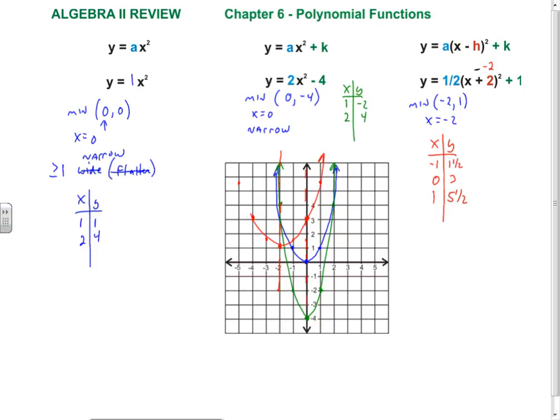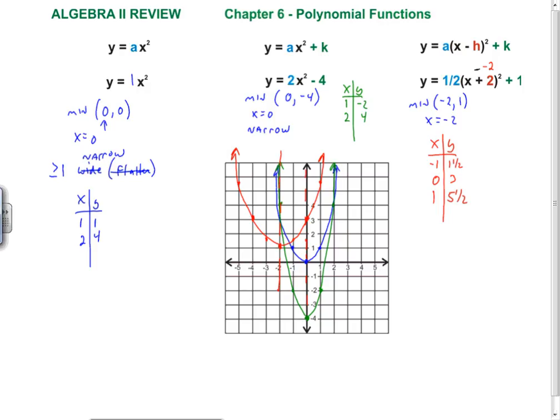And notice it is the widest of the parabolas, because again our a value, the absolute value of a, is less than 1, and so you get wider. Okay, so you've got to take care of the 3 forms.